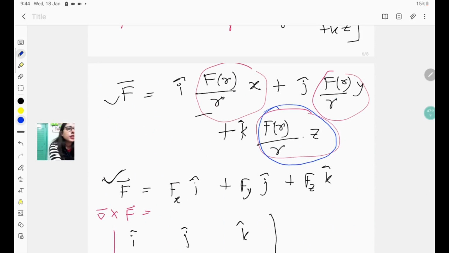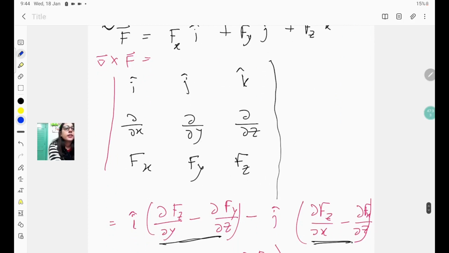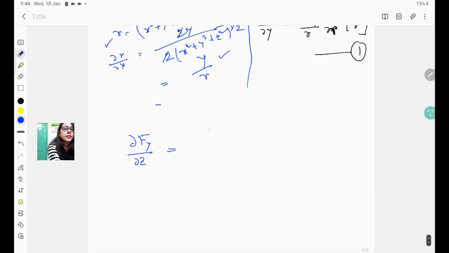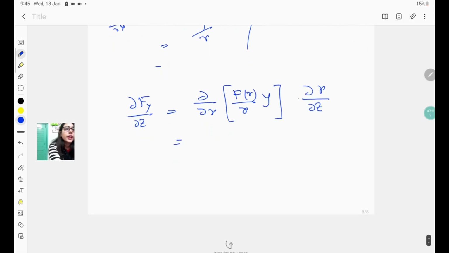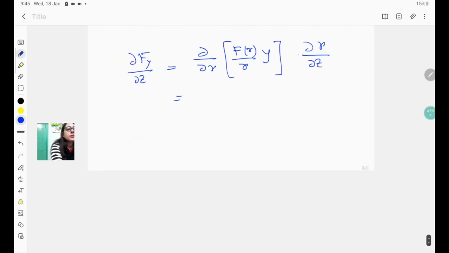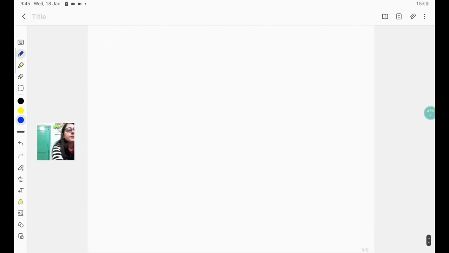Fy is equal to this one, that is fr by r vector into y. So from here, del z of fr by r vector into y, the derivative of this with respect to z. So we can write here del r of this into del r by del z, similarly as before. And now, what is del r by del z?